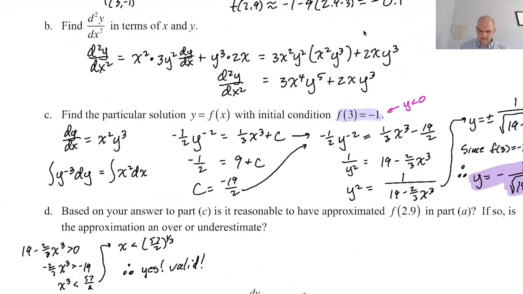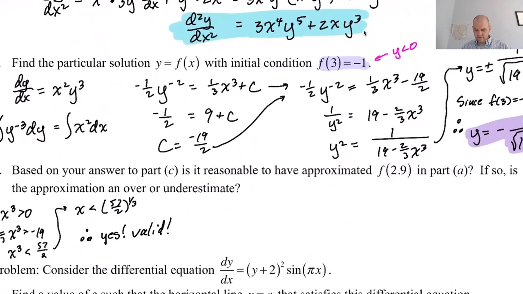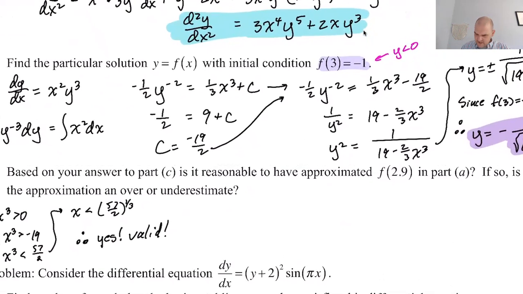So I'm going to go up here. I'm going to look at our second derivative and see if we can work out if the second derivative is positive or negative, and then make a conclusion based on that. So my second derivative, okay, so I'm going to set this up.